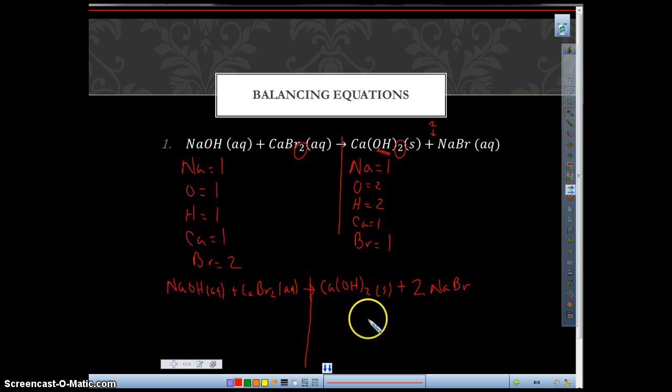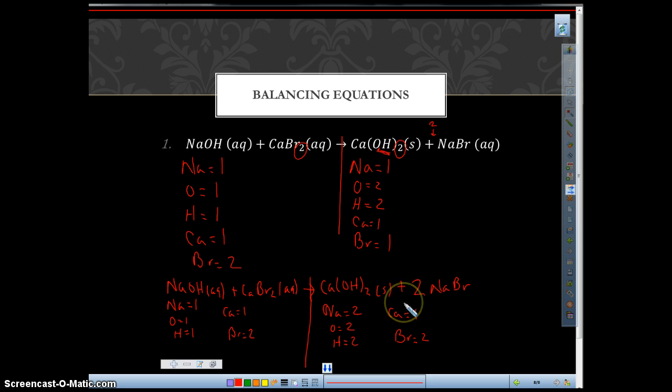Okay, then I calculate again and see if everything's balanced. So sodium shouldn't have changed. I still have 1 on this side, 1 oxygen, 1 hydrogen. Calcium I have 1 of, and then bromine I have 2 of. So then on this side I have 2 sodiums now. I have 2 oxygens, 2 hydrogens still, 1 calcium, and now 2 bromines.